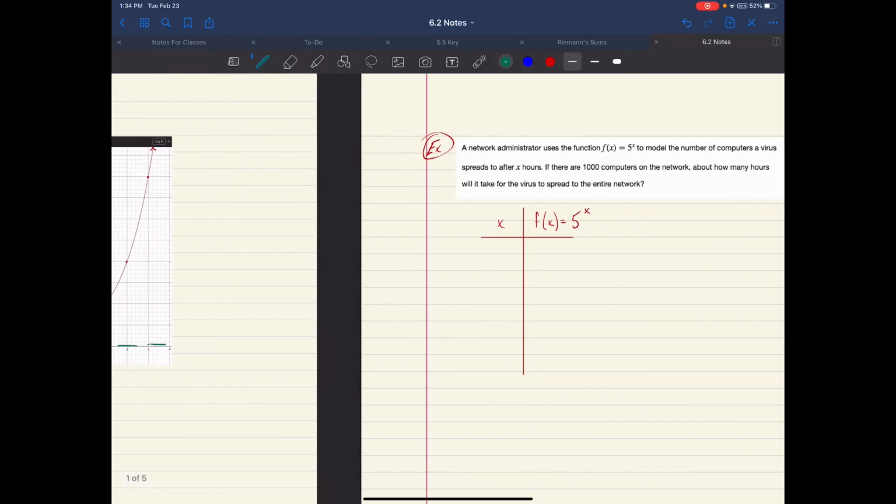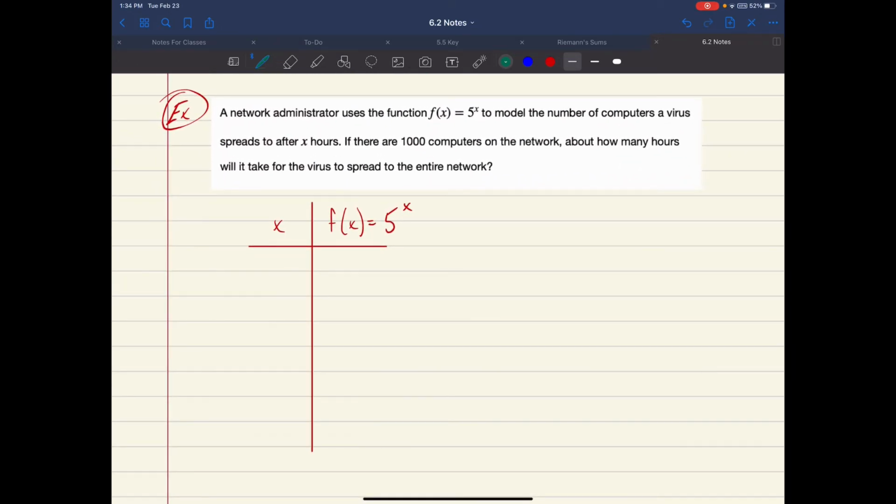So let's go to an example using application. So in this one, it says a network administrator uses the function f of x equals 5 to the x to model the number of computers a virus spreads to after x hours. If there are 1,000 computers on the network, how many hours will it take for the virus to spread to the entire network? So it's giving you the function 5 to the x. And so what we're going to do is plug in positive numbers and see what the y values are, see what happens. So let's plug in a 0.